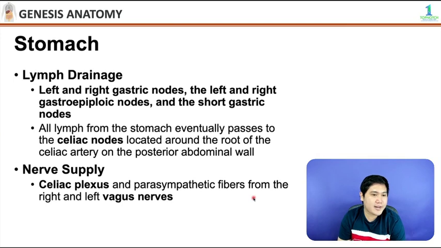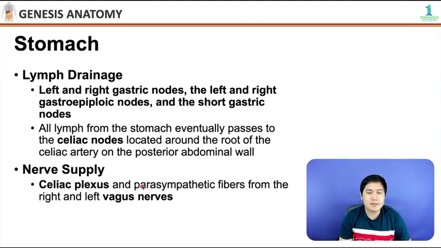The lymph drainage will eventually drain into the celiac nodes. And the blood supply is coming from the celiac plexus and the vagus nerves. So that is all about the stomach.